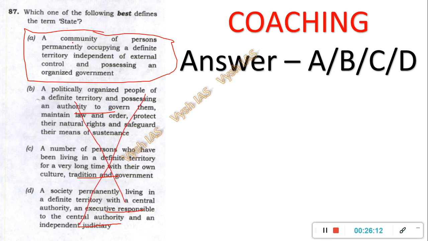State is simply that there should be a community, there should be a territory, and there should be an organized government. If you have this much, without any other meaning, it should be sovereign. Nobody should be controlling you from outside. That is called a state. So this was a basic, direct question.